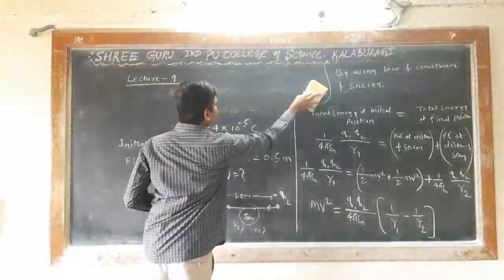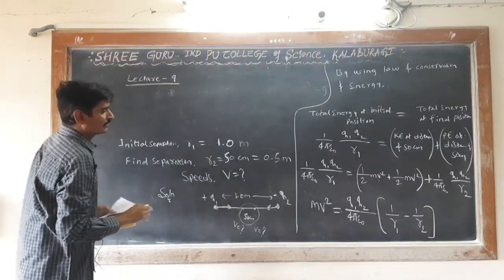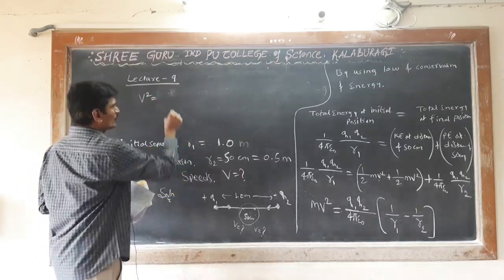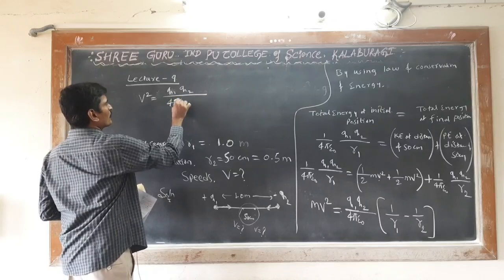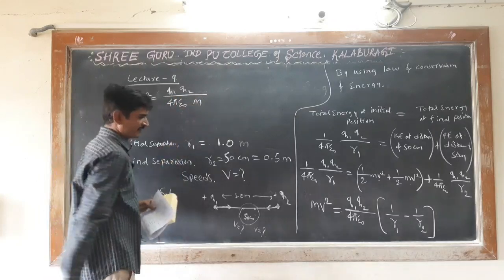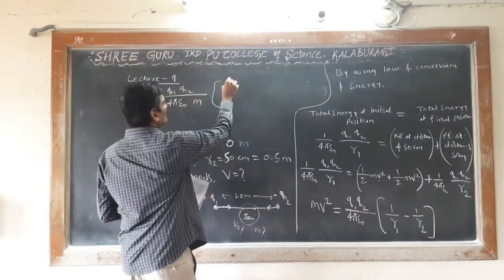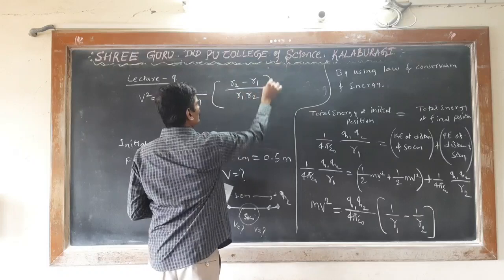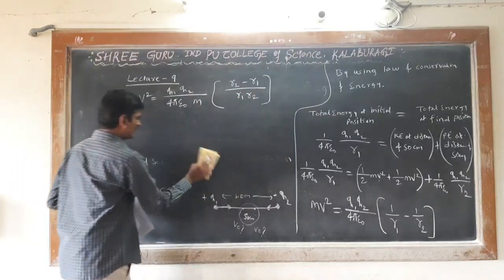So that is, we want values now. Okay, so mv square, that is v square is equal to Q1 Q2 divided by 4 pi epsilon naught into m, that is mass taken that side, so into 1 by R1 minus 1 by R2, that is R2 minus R1 divided by R1 into R2. You can write like this. So now substitute the values and you will get the answer.